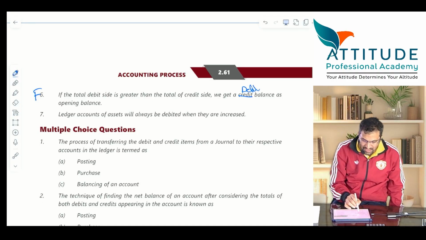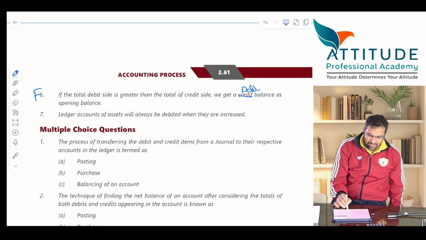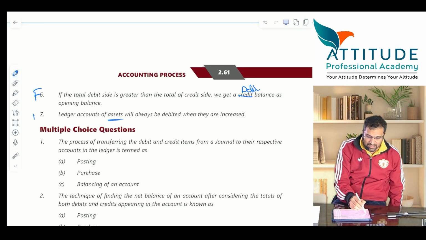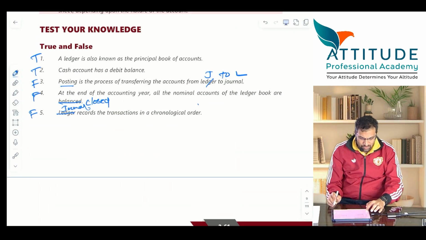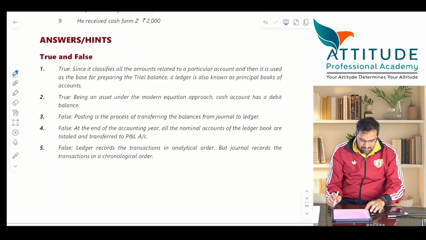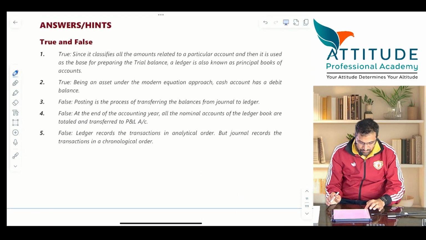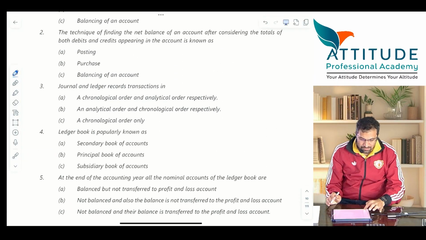Next, ledger accounts of assets will always be debited when they are increased. Obviously ये asset increase हो गया तो क्या debit हो गया है? ये true है. Correct है क्या? देखो, बराबर ना? Correct है? Next, multiple choice question.